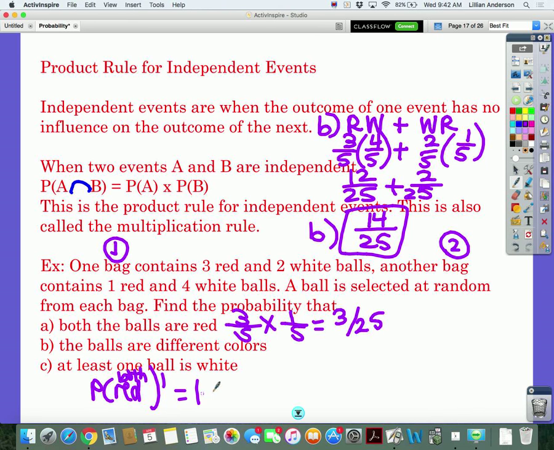So we can just do 1 minus our answer to part A to find the probability that at least one ball is white. We would get the same answer if we did it the other way, you know, red, white, white, red, white, white. And what is that? 22 out of 25. And we would still get the same probability. But at least this way, we're already using an answer that we have instead of finding another probability and then adding the final probability. So questions on independent events?